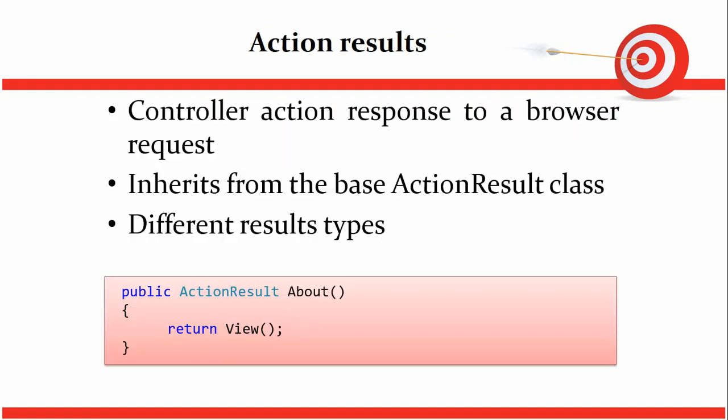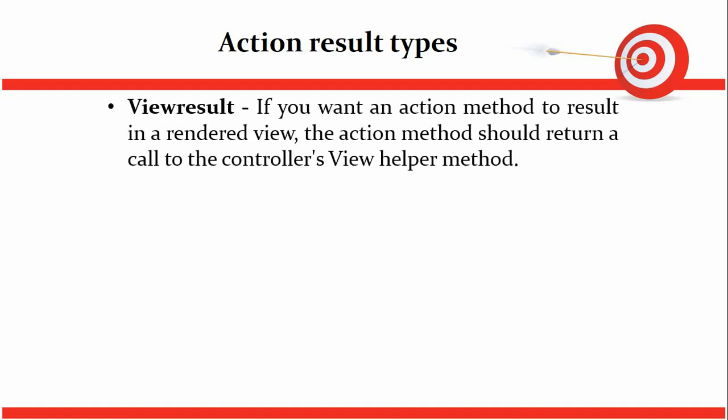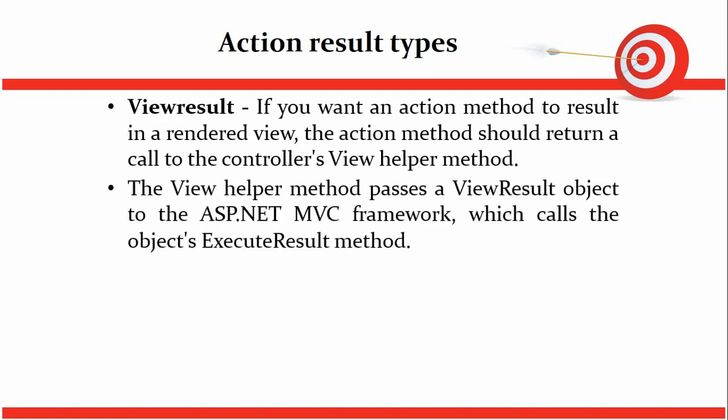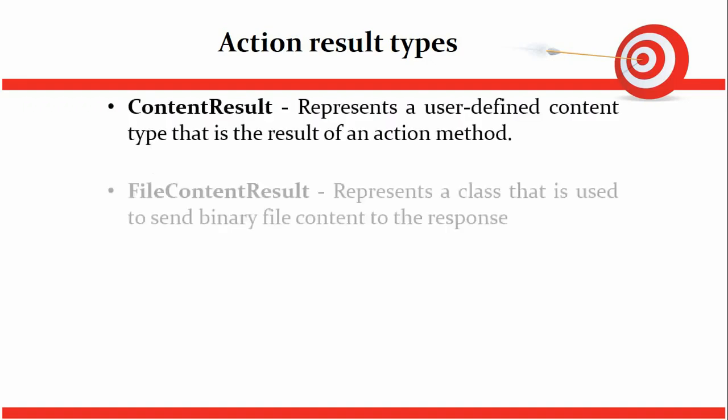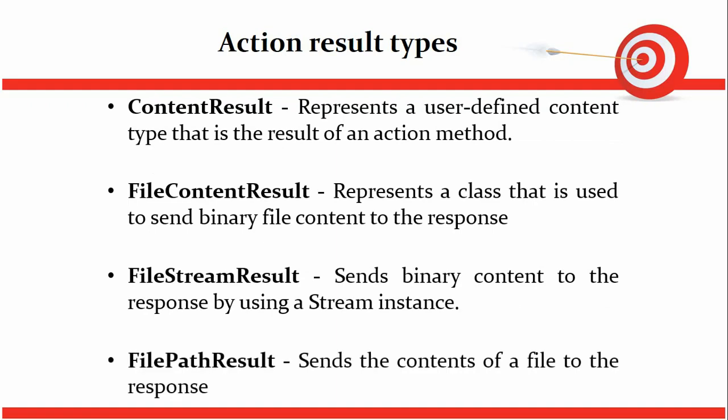What are the types which you can return? Please note, ActionResult is returned, but I'm just going to go through what is available in ActionResult types. First is ViewResult, which we already saw. Second is JsonResult. Third is JavaScriptResult. Not just a view, it can also be JSON, JavaScript, content, a file, a file stream, or a file path. It can be all these result types.